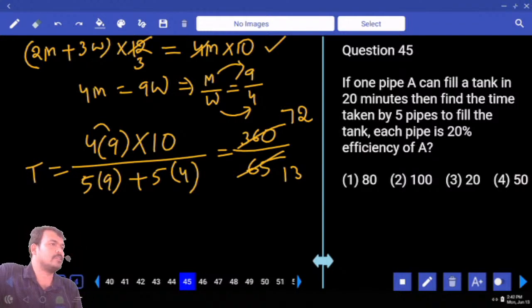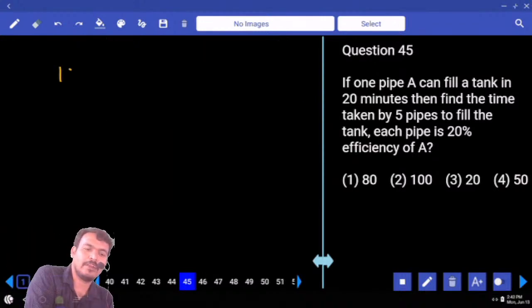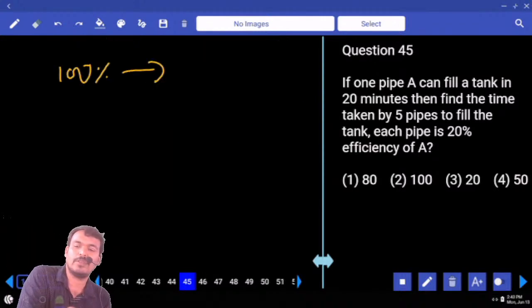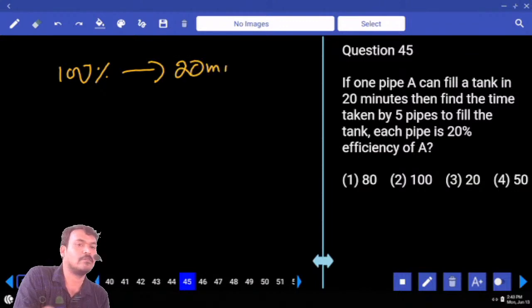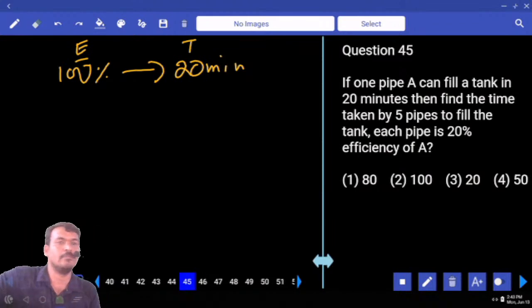Every pipe's efficiency is how much percent? Actually, any pipe's efficiency is 100%. One pipe can fill the tank in how many minutes? 20 minutes. With an efficiency of 100%, it will be filled in 20 minutes. Efficiency value 100%, time value 20 minutes.